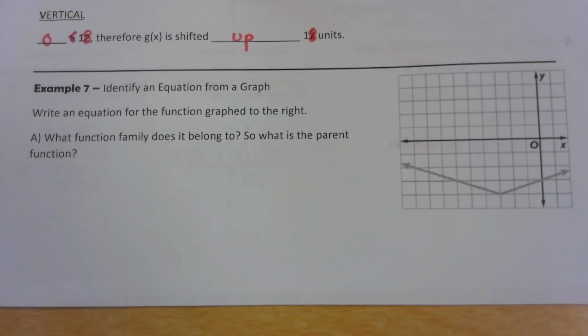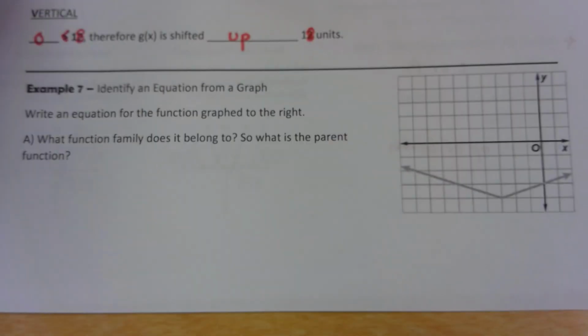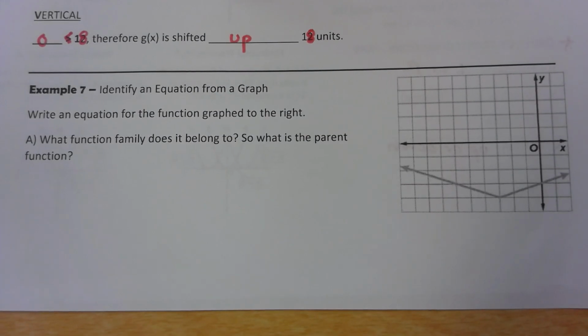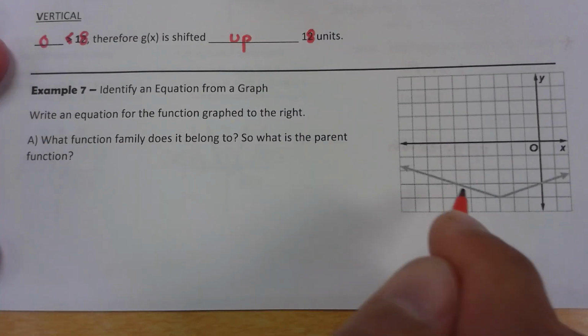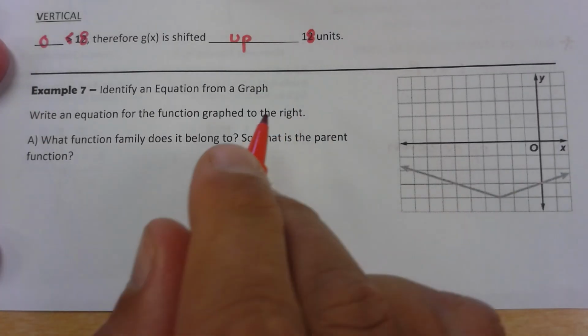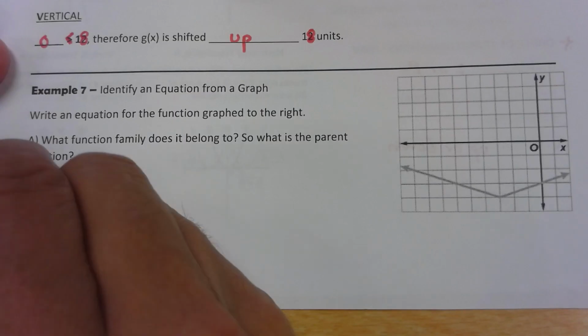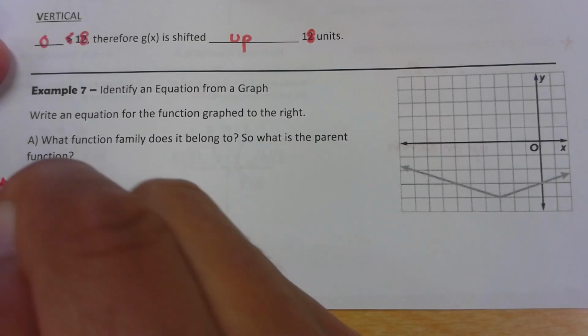Example 7 here. Write an equation for the function graph to the right. What function family does it belong to? So what is the parent function? Well, this looks like a V shape to me. V shapes remind me of absolute value, right?